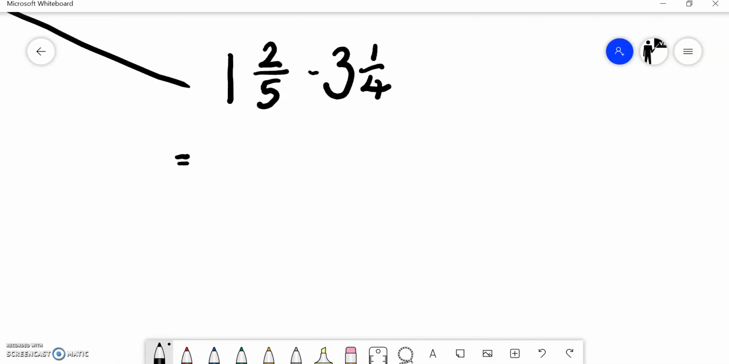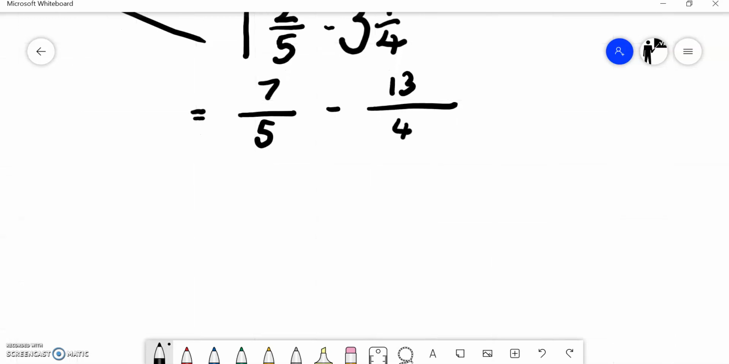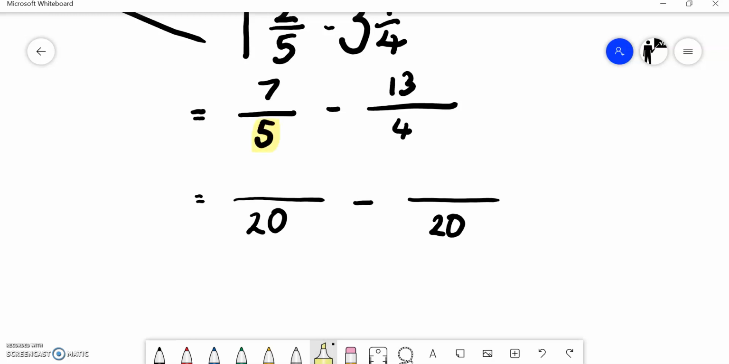First thing we're going to do is change to improper fractions. So 1 times 5 plus 2 is 7, so I've got 7 fifths, and 4 times 3 is 12, plus 1 is 13. Once we've done that, we are going to get the same denominator. We want to find the lowest common multiple of 5 and 4. It's going to be 20. From 5 to 20, we've multiplied by 4. We need to multiply this by 4. From 4 to 20, we've multiplied by 5. We need to multiply this by 5. 13 times 5 is 65.